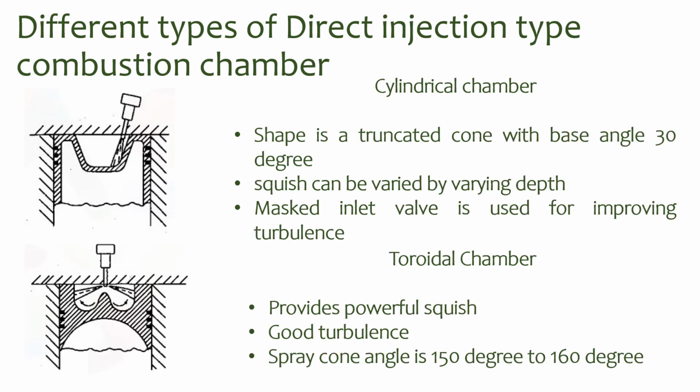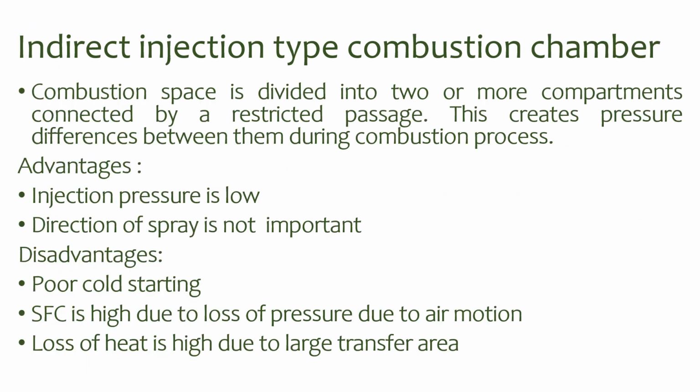The third one is a cylindrical chamber. The shape is a truncated cone with base angle 30 degree. Squish can be varied by varying depth, and masked inlet valve is used for improving turbulence. The fourth one is toroidal chamber, which provides powerful squish and good turbulence. Spray cone angle is 150 degree to 160 degree.